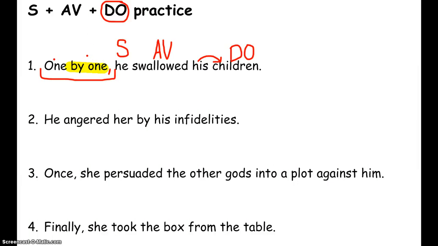All right, the next sentence. He angered her by his infidelities. We look for a prepositional phrase, by. So the phrase is by his infidelities. Look for the subject. The sentence is about he. What did he do? He angered. So that's an action verb. He angered whom or what? He angered her.